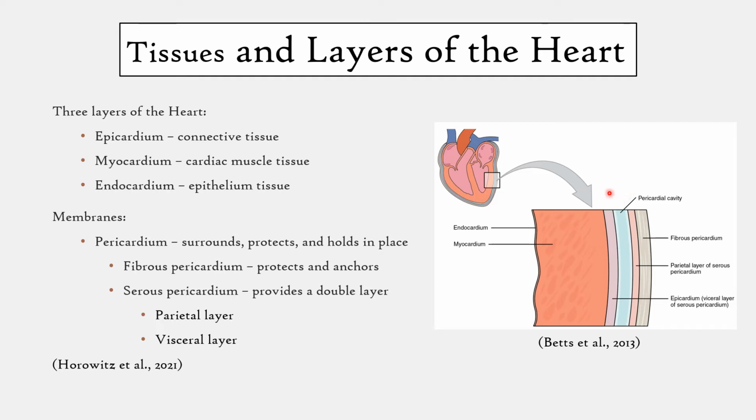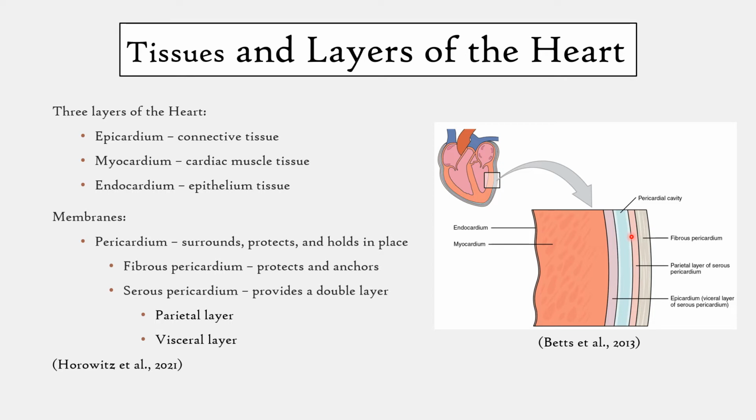You'll also notice in this diagram there are three more layers, and that is consisting of the pericardium. So the membrane that surrounds, protects, and holds the heart in place is the pericardium. The pericardium consists of two parts: the fibrous pericardium and the serous pericardium. So the fibrous is the outside, and then the serous is just on the inside.